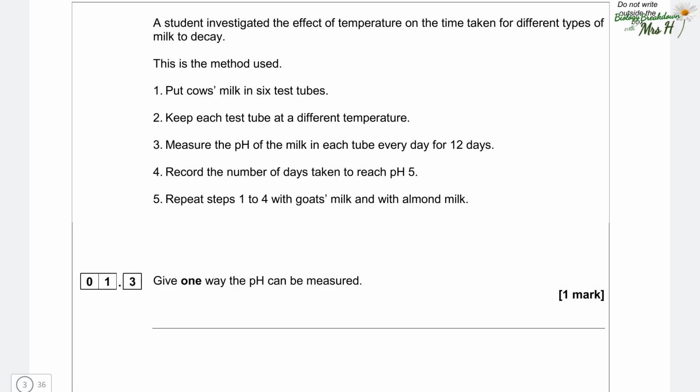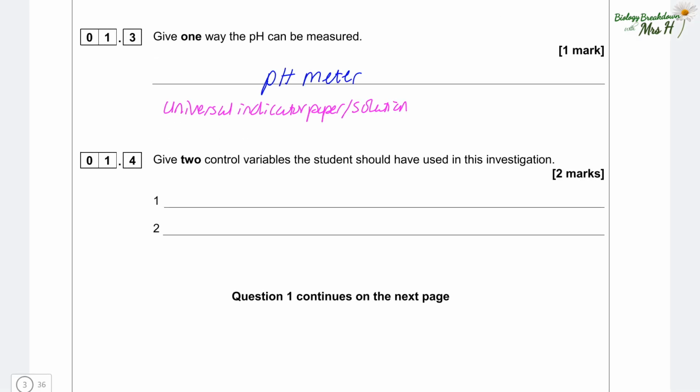Give one way the pH can be measured. The most obvious piece of equipment to use would be a pH meter, but you could also use universal indicator paper or solution. Give 2 control variables the student should have used in this investigation.